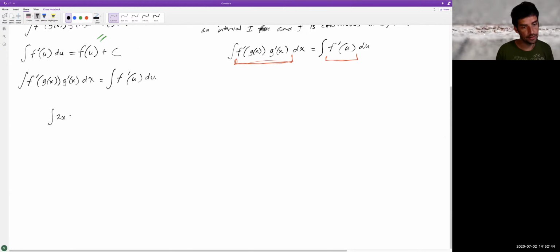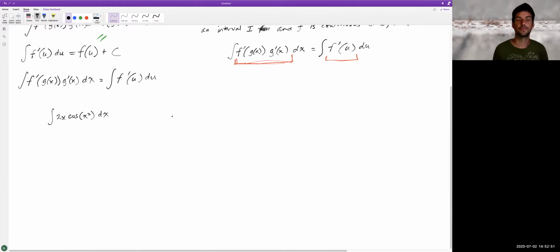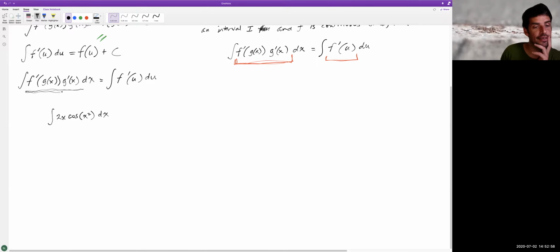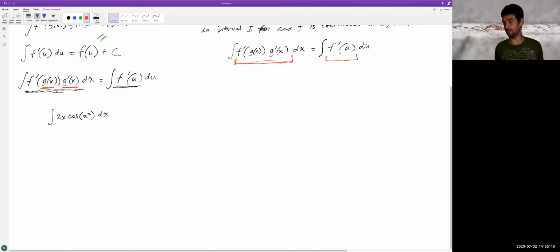2x cosine of x squared dx. Okay, so what we're hopefully looking at right now is something like this, so that we can write it this way by using u equals whatever g of x is. So notice what we can be looking for. Look at what we have in our integrand here. There's a g of x and a g prime of x. Right? And so we're often going to look for that.